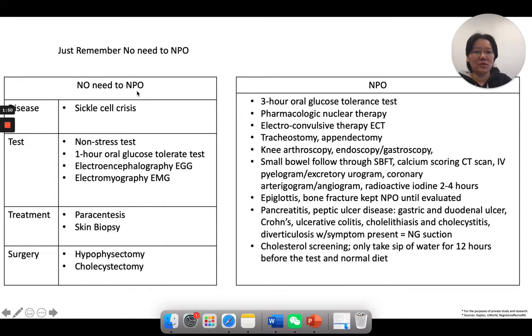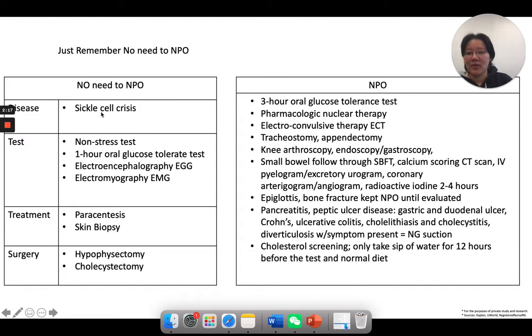The trick to this is I just remembered the no-need-to-NPO sections: the disease, test, treatment, and surgery. I just remember all this, and that's it. With the NPO side, once you remember the other side, if the question doesn't say this, then most likely they need to be NPO. That's how I tackle those NCLEX RN questions.